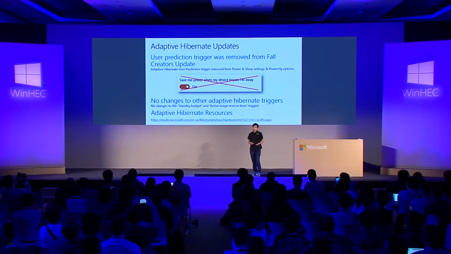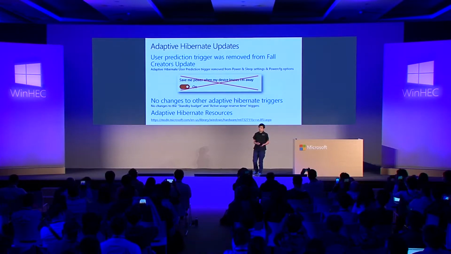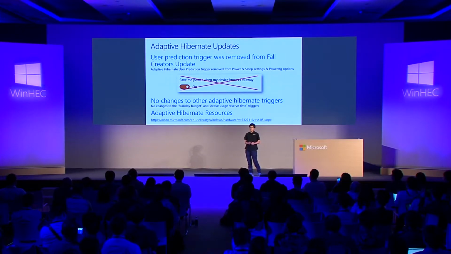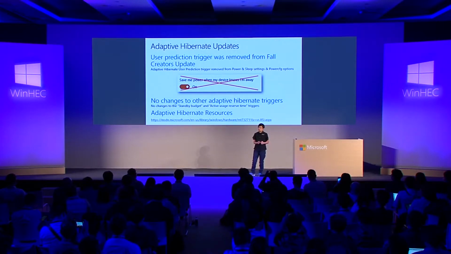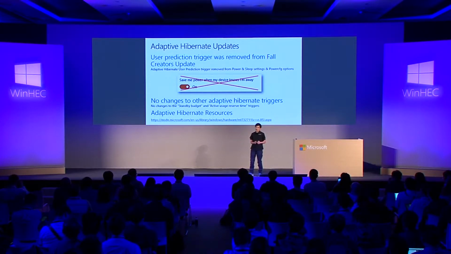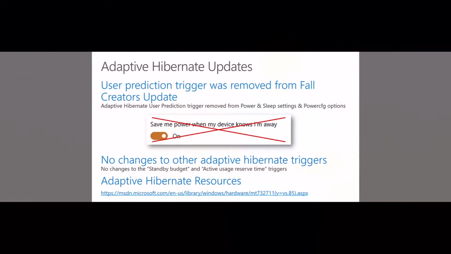So let's review adaptive Hibernate updates. There are several reasons why Windows devices will transition into Hibernate, also referred to as S4. For example, the DOS to S4 timer is an OEM and user configurable static timeout value that will send an S3 or modern standby device into Hibernate. In Windows 10 version 1607, we introduced adaptive Hibernate for modern standby devices. And adaptive Hibernate provides 3 triggers that will transition a device from modern standby to Hibernate.